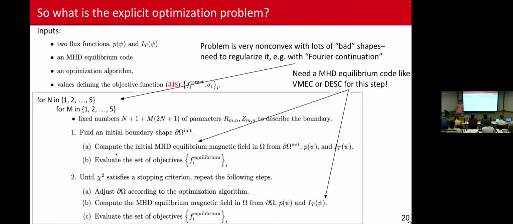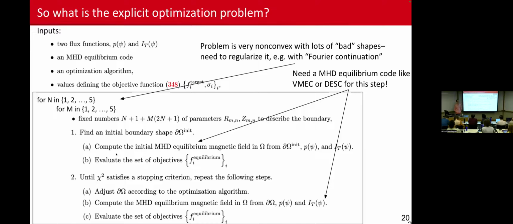Yeah. So 2 questions. First, how do you find an initial boundary shape? What's the initial shape in general? Yeah, there are reasonable choices, but there's no single prescription here. For designing QA stellarators, a reasonable initial guess is to start with a tokamak, the axisymmetric thing. But yeah, you just have to try some stuff.